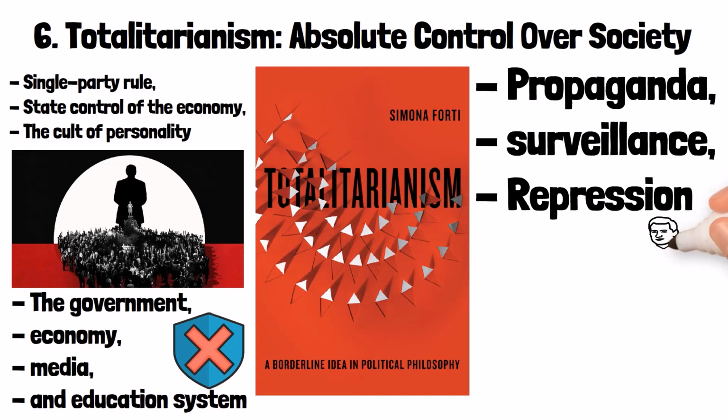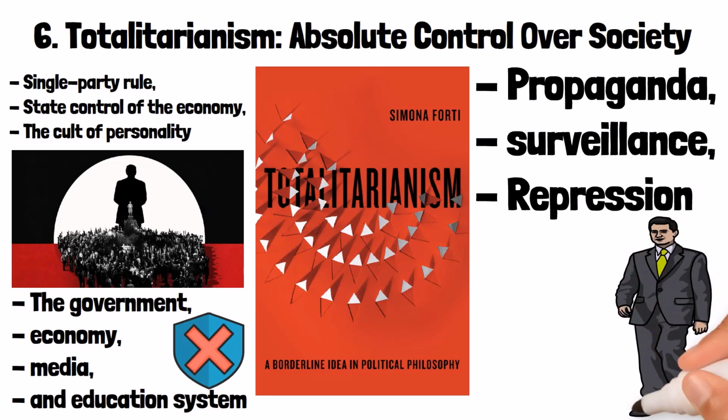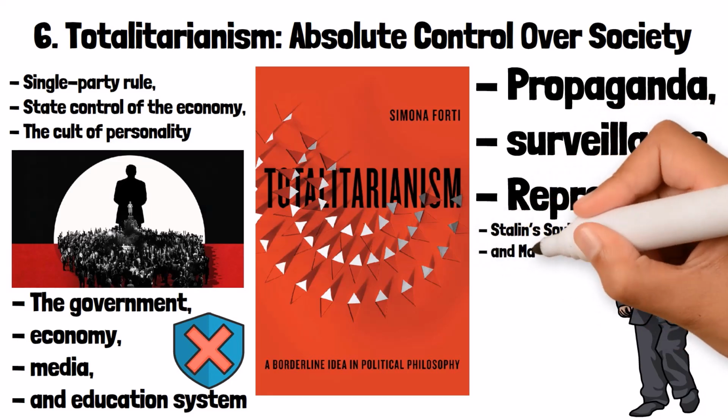Totalitarian leaders often cultivate a cult of personality, where the leader is portrayed as an infallible, godlike figure. This helps to legitimize the leader's authority and suppress dissent. Examples of totalitarian regimes include Stalin's Soviet Union and Mao's China.